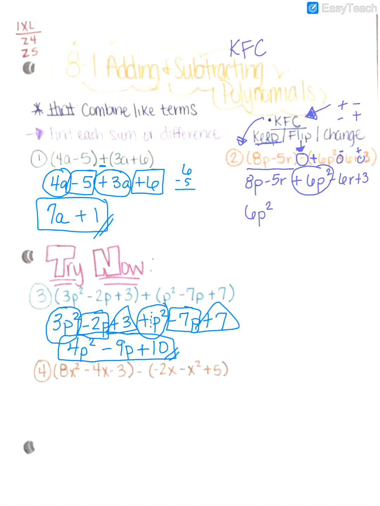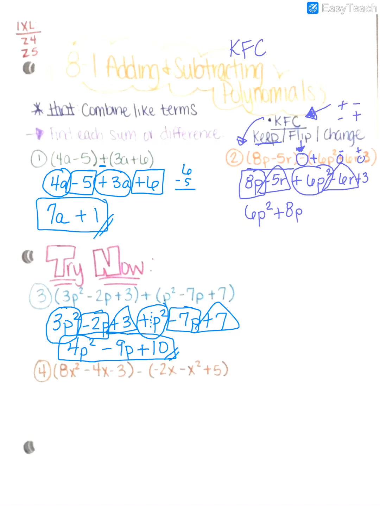Now I'm going to go ahead and look for any other that I have there. I don't. I have a p. So for p, that's the only thing that I have as well. So I'm just going to go ahead and bring it down. The next thing I have is a negative 5r, but I also have a negative 6r.